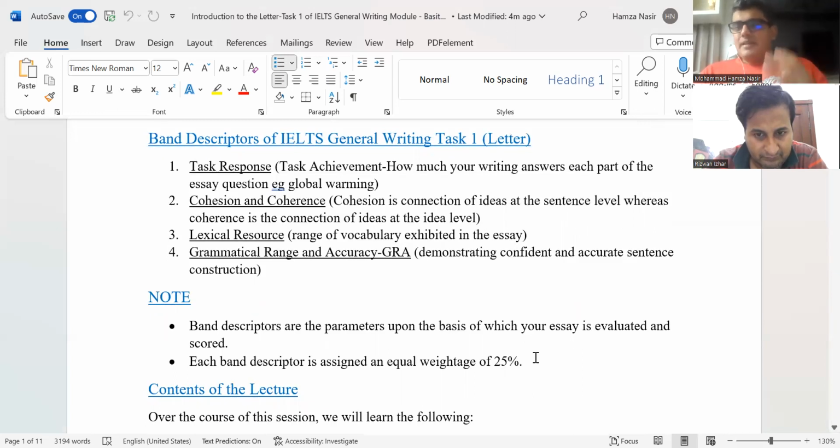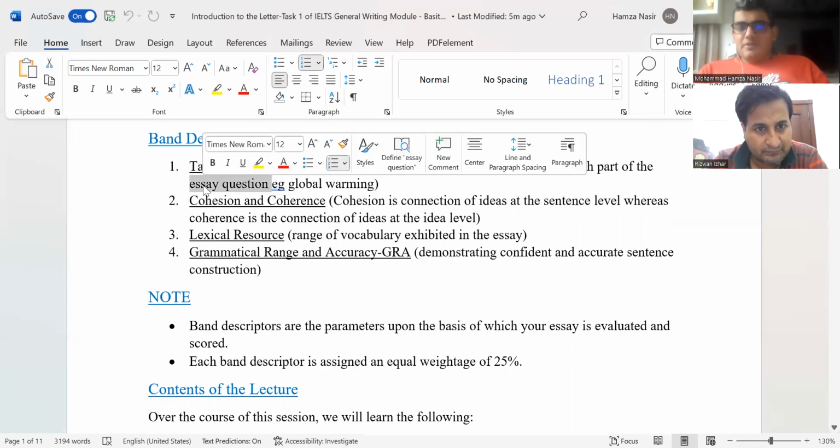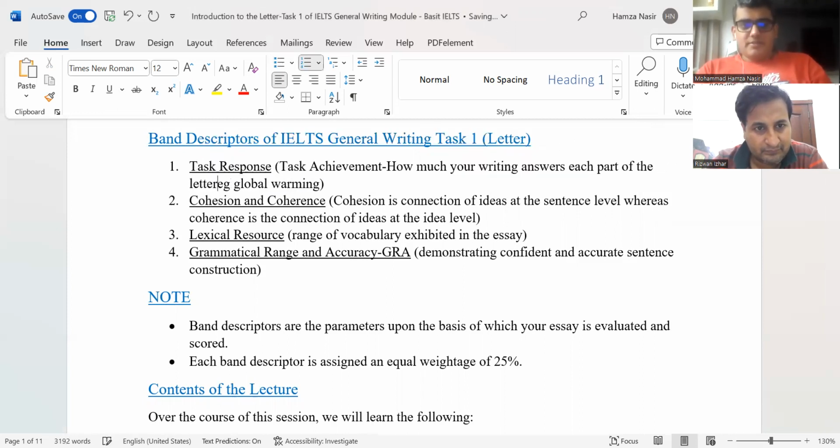As I mentioned earlier, you have 4 band descriptors, and each band descriptor is assigned an equal weightage of 25%. Okay, the band descriptors you have for your essay, you have the very same band descriptors for letter writing as well. Okay, so once again, in this case, you have 4 band descriptors. The first one is task response, how much your writing answers each part of the letter prompt. In this case, we have to modify it with regard to the letter.